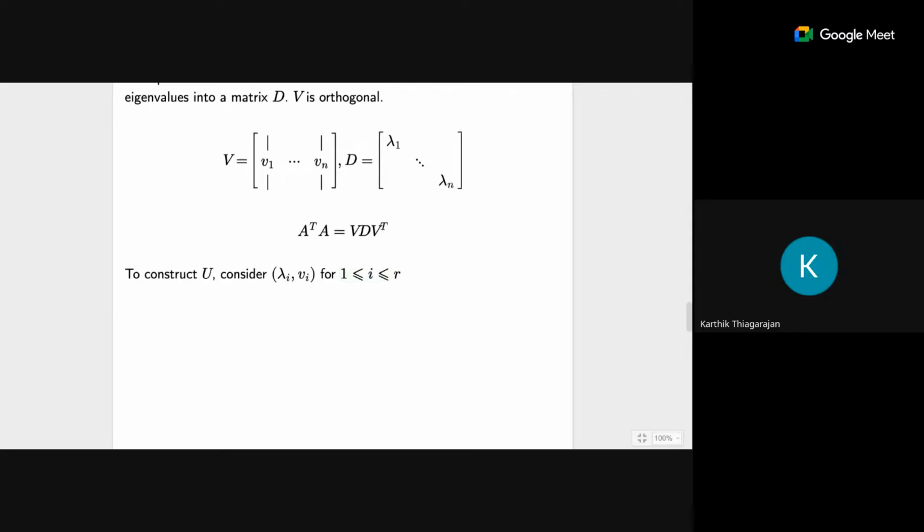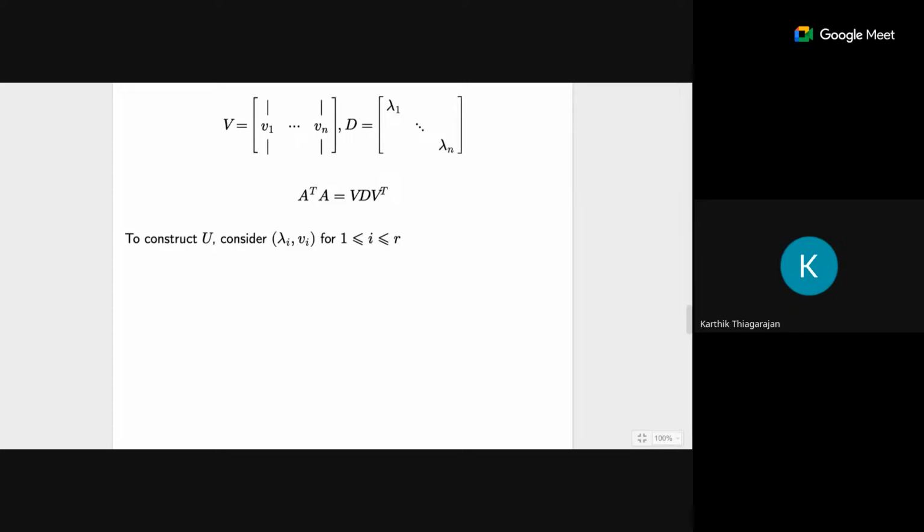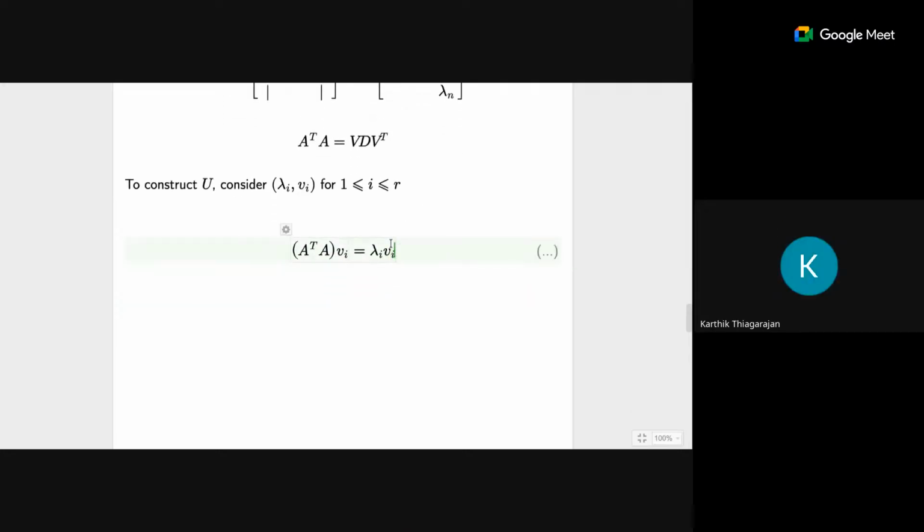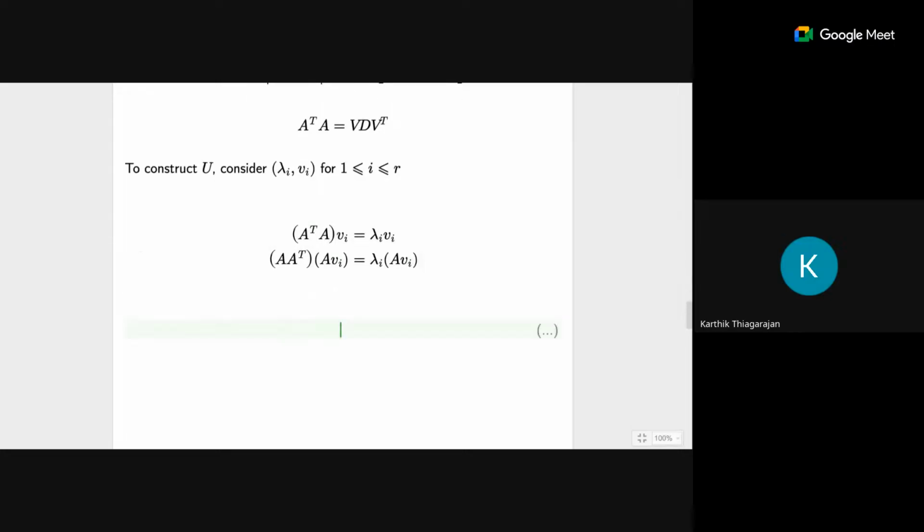we consider this eigenvalue eigenvector pair lambda i, Vi for some i in 1 to r. Remember that A transpose A and A A transpose have the same positive eigenvalues, so lambda 1 to lambda r are the same. If you look at A transpose A into Vi, this is lambda i Vi, correct? Now, whatever we did before, you multiply by A on both sides, so you get A A transpose A Vi equal to lambda i into A Vi. Therefore, A Vi is an eigenvector for A A transpose.